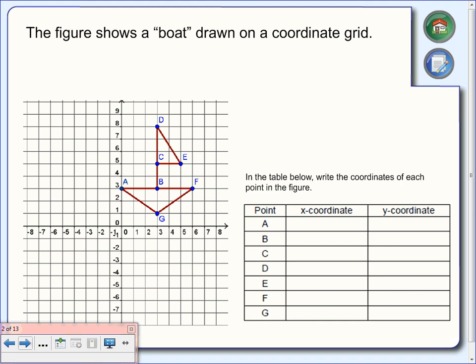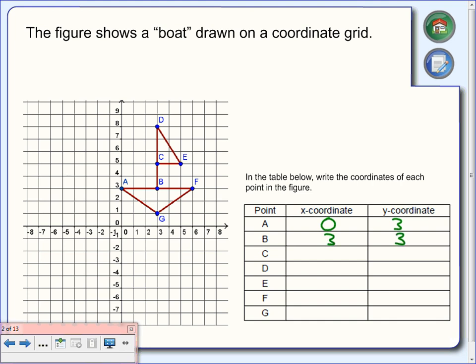For point A. Point A. This is the one. All right, so for point A, the X coordinate would be what? 0, 3. All right, so let's write that down. 0, 3. Now I'm looking at B. The ordered pair for B is 3, 3.